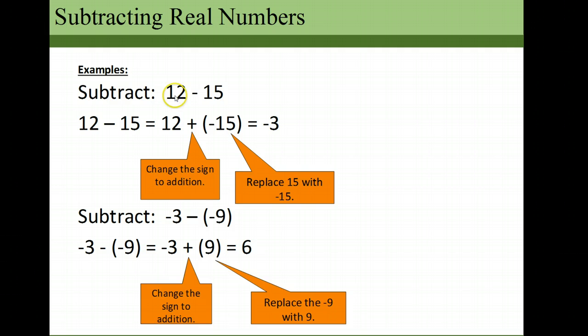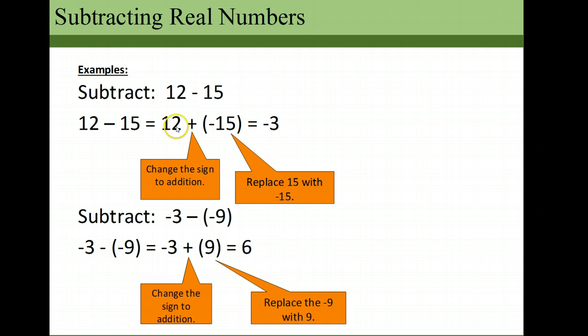Let's subtract 12 minus 15. The first thing to do is replace the subtraction with addition, right? Now we want to replace the number 15 with its additive inverse. The additive inverse of 15 is negative 15. So we've changed the sign to addition, replaced 15 with negative 15, and now we perform the addition. You can either use the absolute value model or the number line model. I will just use the number line model here.